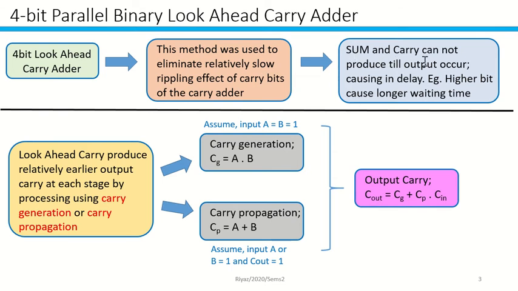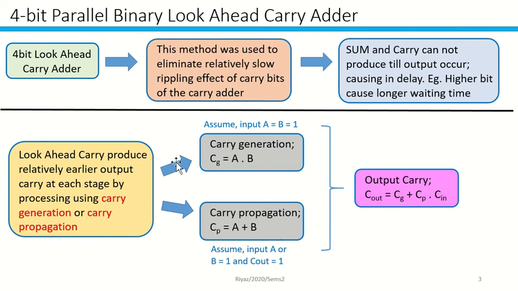So the sum and the carry cannot be produced until the previous output occurs. This will cause delay. A higher number of bits will cause a longer time to wait until it works. So for this, we come up with another idea, the look ahead carry adder. First we come up with the result, then we do correction later. How we do this is that the look ahead carry produces a relatively earlier output carry at each stage by processing using carry generation and carry propagation.